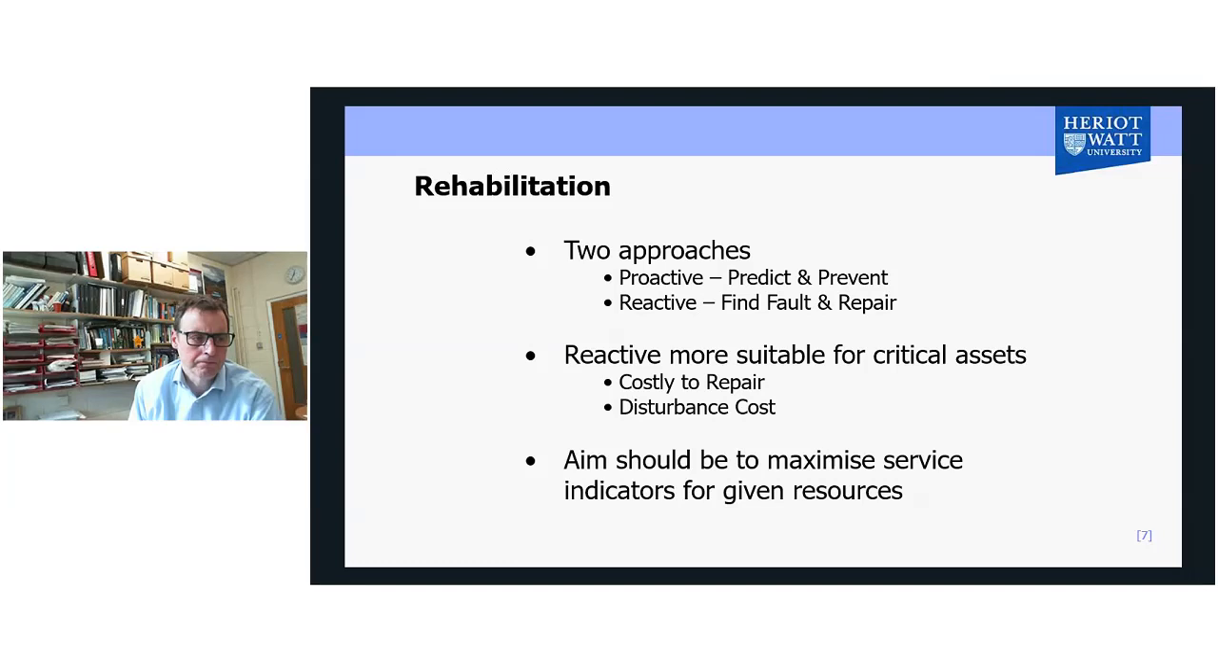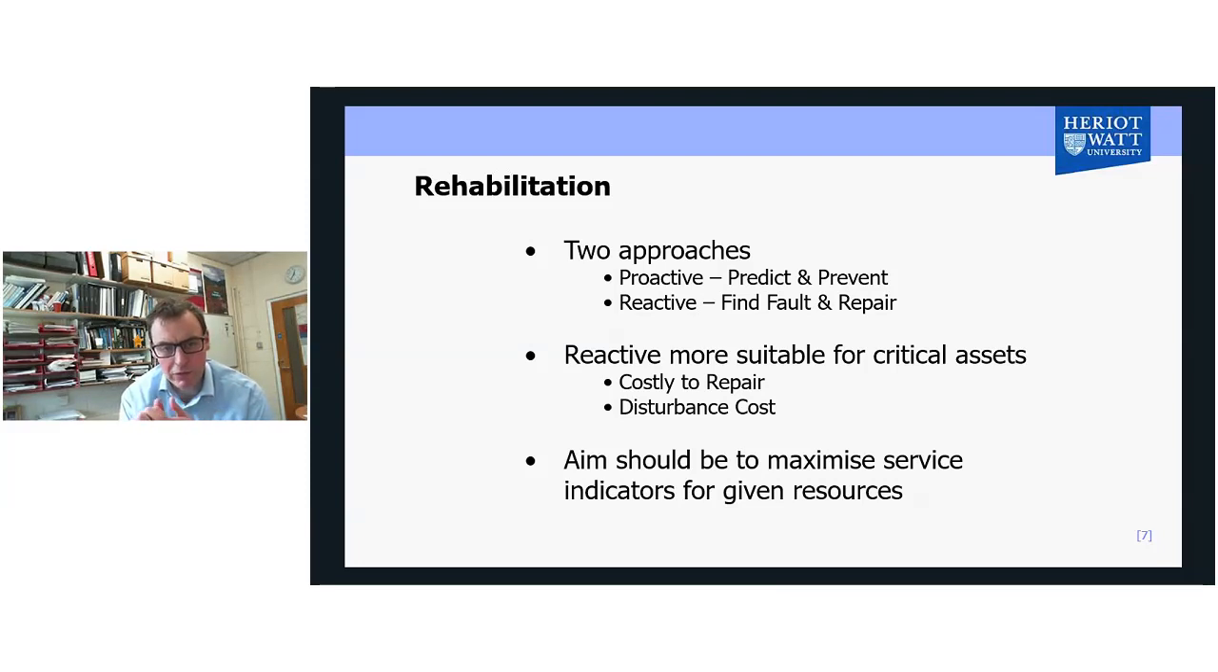So where rehabilitation of the network is concerned, there are two approaches really: proactive, where you're trying to identify the parts of the network which are problematic, and then you're repairing them or replacing them before they fail; and reactive, where you're waiting for the network to fail, and then you're going to repair it. Obviously, there's always a balance between these two approaches, and probably the best approach is to get a balance between the two. It's about using your resources most effectively.